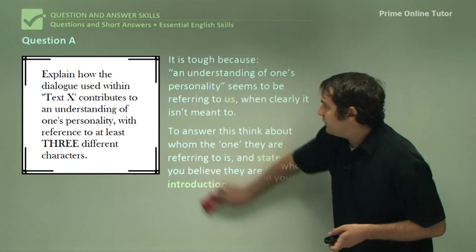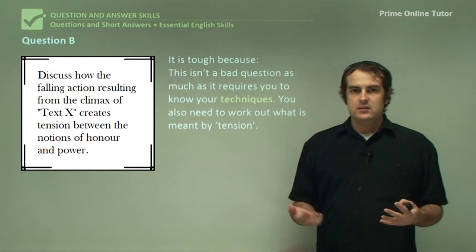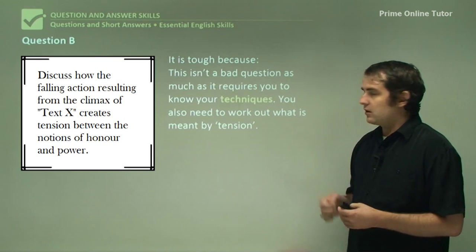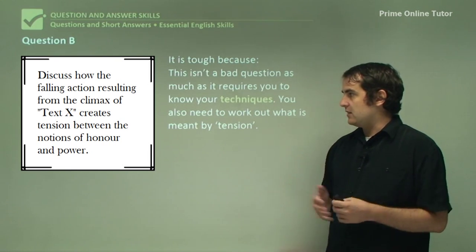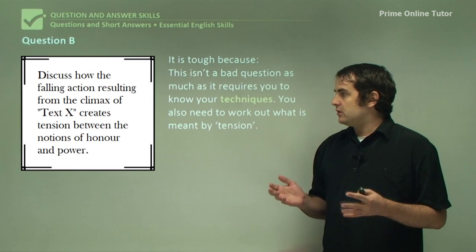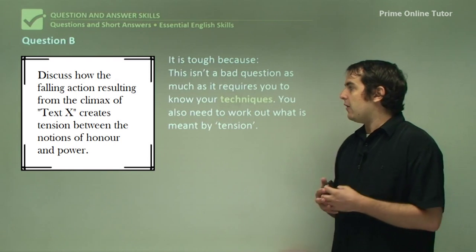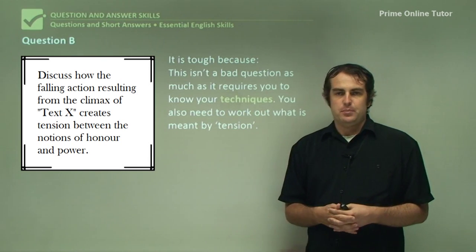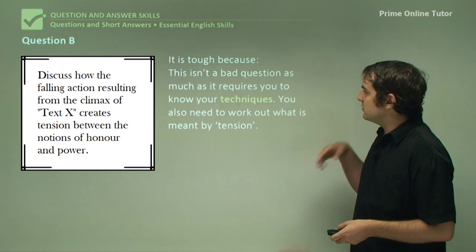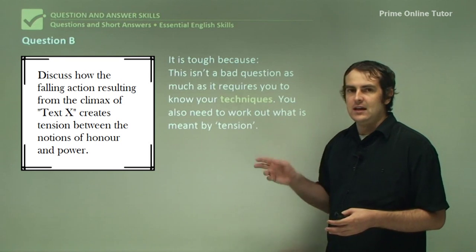Okay, let's move on. So this is the next question, and I'll read it out to you again. Discuss how the falling action resulting from the climax of text X creates tension between the notions of honor and power. All right. Now, this isn't necessarily a bad question per se. It's more to do with the fact that you need to really know your techniques.